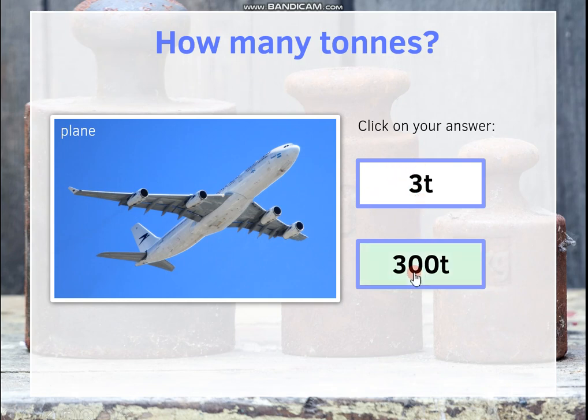Okay, so best of luck with all those, boys, and enjoy finding different weights around the house.